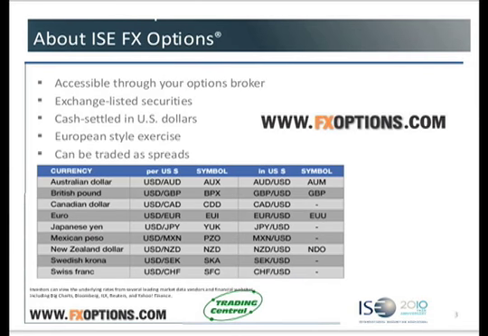We're trading a lot of pairs here at the ISE. We just added the Brazilian real. That's not on that slide 3, but what is on the slide: Australian dollar, British pound, Canadian dollar, euro, yen, Mexican peso, New Zealand dollar, Swedish krona, Swiss franc, and as I said, the Brazilian real. We offer all those currency pairs. Again, it's paired up against the dollar.